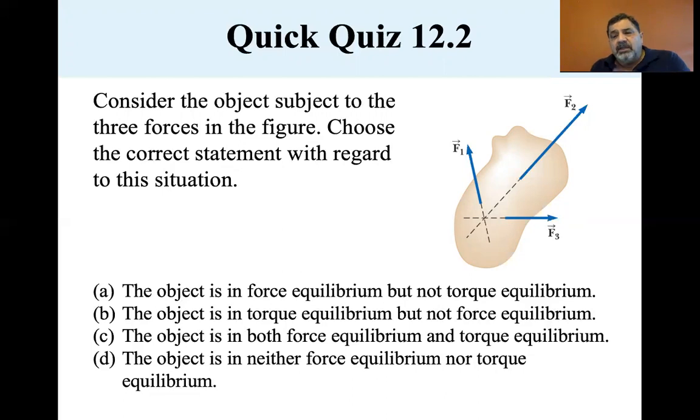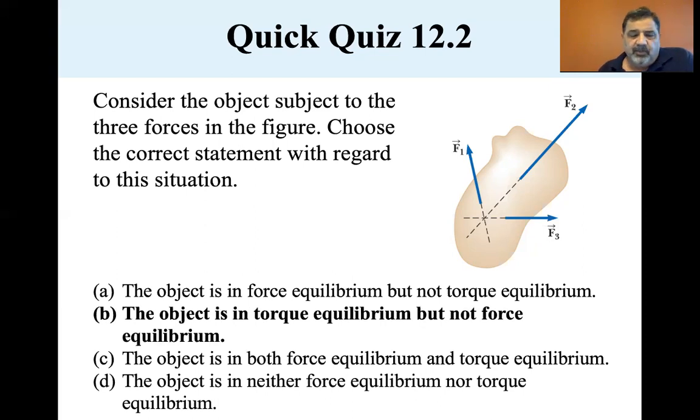Well, if you look at these forces, they all meet at a central point. So there is no torque on this, but there is force. You have force 2 going to the upper right. You have force 1 almost vertically, not quite, and you have force 3 going far to the right. And so those are going to give an overall force upward in the direction of force 2. So the object is in torque equilibrium, but not in force equilibrium.